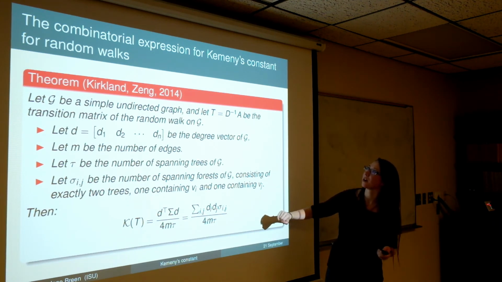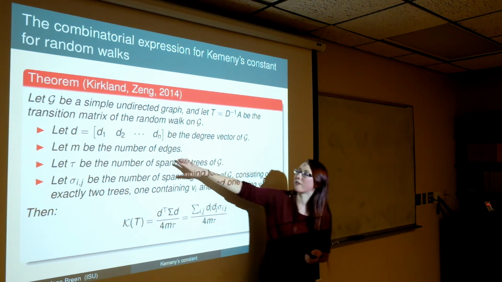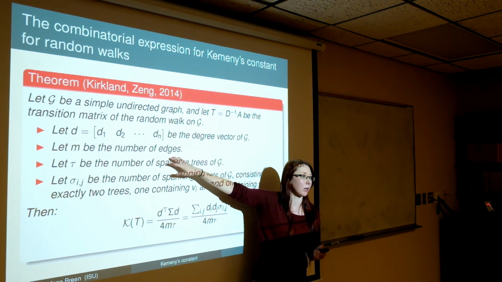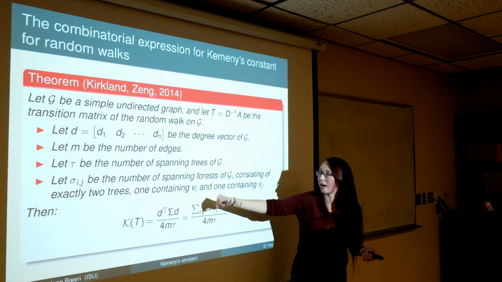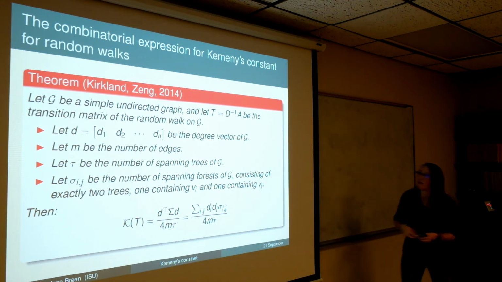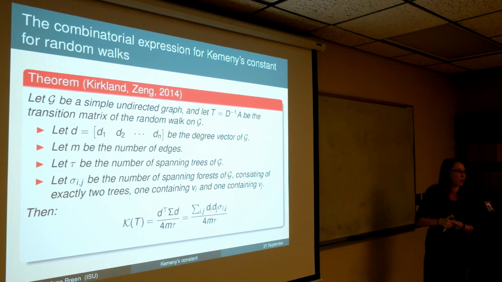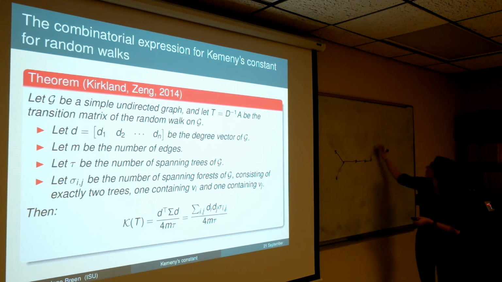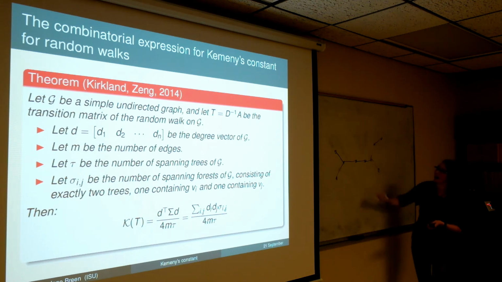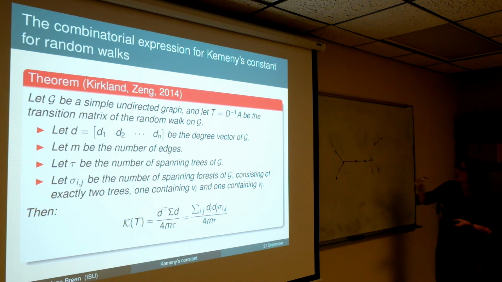So if I have a random walk on a tree, the number of edges is going to be n minus 1. How many spanning trees am I going to have of my graph? 1, right? And then can anybody think of how I could write down what sigma ij would be? So if I have some tree and I pick a vertex i and a vertex j, how many spanning forests am I going to have consisting of 2 trees, one containing vi and one containing vj?